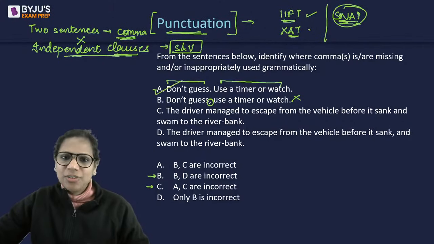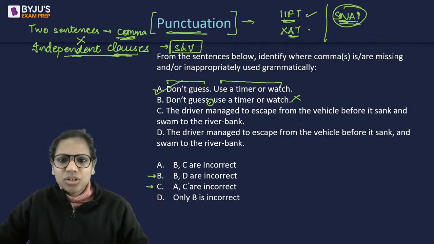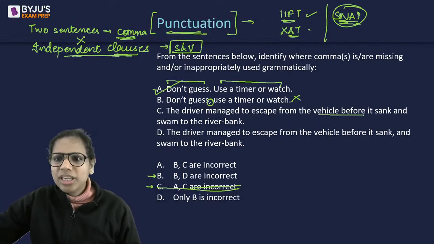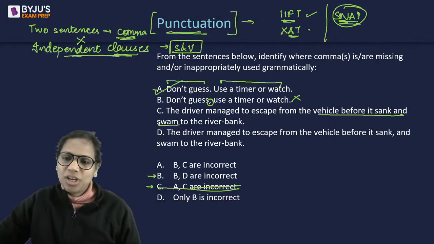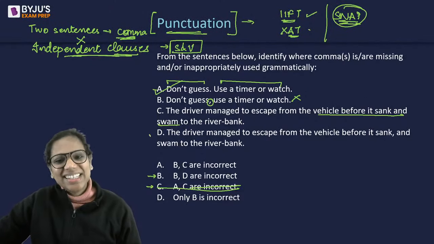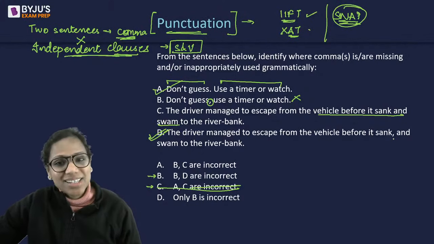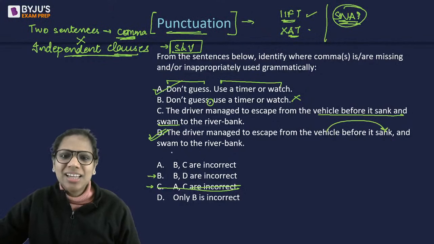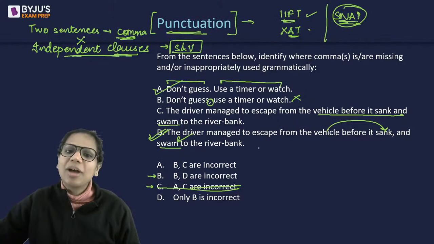A is correct, definitely correct. So C cannot be the answer. Now I have to check C and D. The driver managed to escape from the vehicle before it sank and swam. It looks like the vehicle sank and swam. So this is erroneous. D is correct. The usage of comma is required here because this tells me that the vehicle sank, but the driver swam. The driver managed to escape from the vehicle before it sank and swam to the river bank.